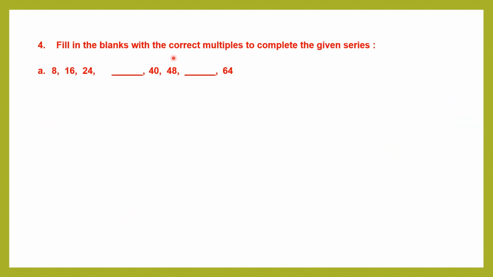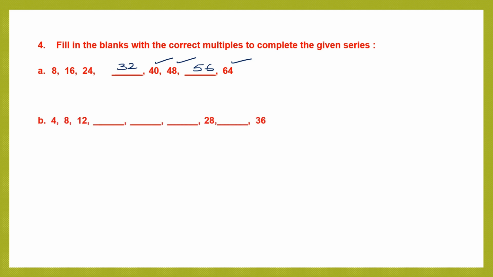Question 4. Fill in the blanks with the correct multiples to complete the given series. So here we have 8, 16, 24. That means these are the tables of 8. 8 ones are 8, 8 twos are 16, 8 threes are 24, 8 fours are 32. So let's write 32. 8 fives are 40, 8 sixes are 48, 8 sevens are 56, 8 eights are 64.